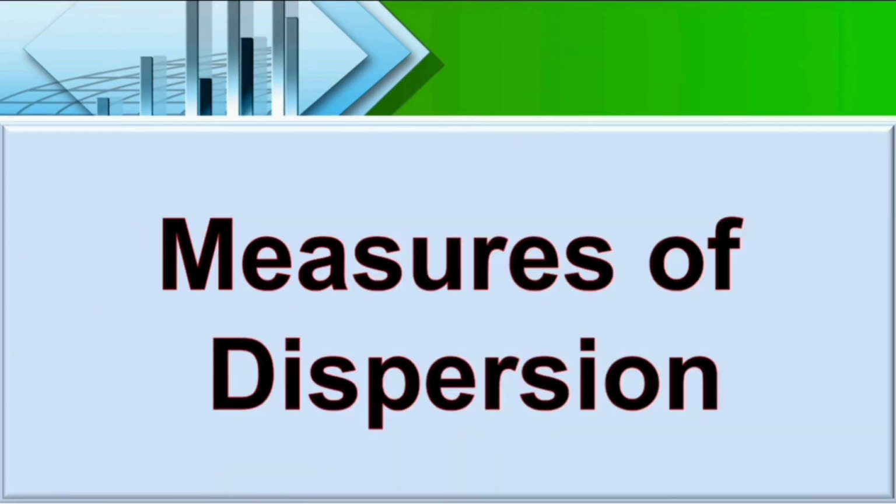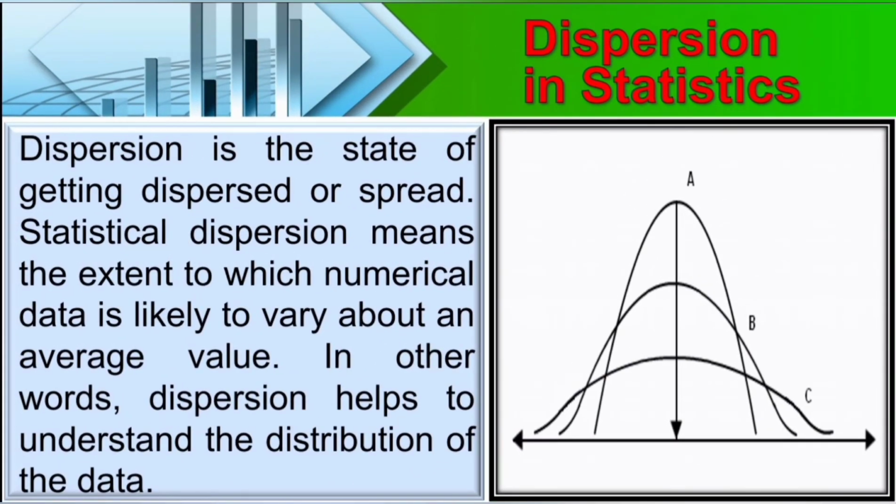Measures of dispersion. Dispersion in statistics. Dispersion is the state of getting dispersed or spread. Statistical dispersion means the extent to which numerical data is likely to vary about an average value. In other words, dispersion helps to understand the distribution of the data.